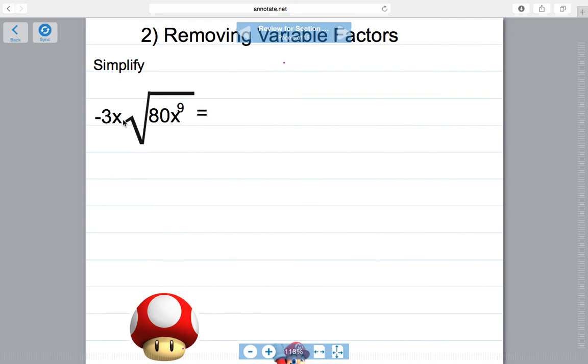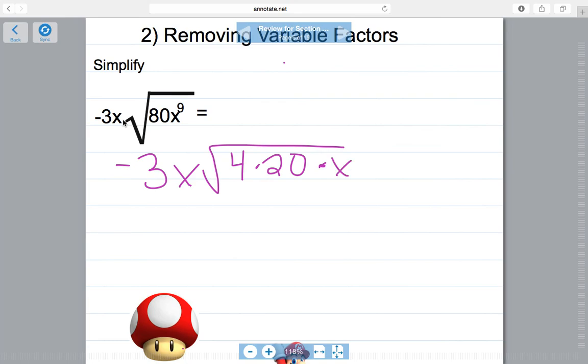Okay, so let's look at this. We have negative 3x times the square root. Let's think of what is found inside of 80. Now, the biggest perfect square that's inside is 16, 16 times 5. But let's just say you didn't think of that. You thought of 4 first. So we would have 4 times 20 times x to the 8th times x.